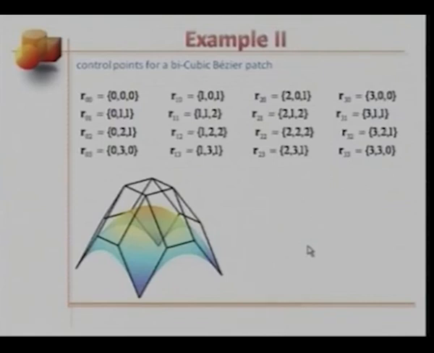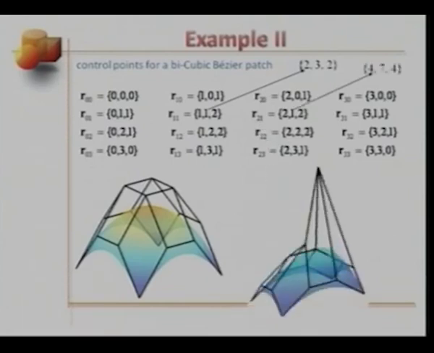With this geometric information, the patch looks something like this. The control polynet, or the control net, is shown using lines in black. If we change R11 to, let's say, 2, 3, 2, and if we also change R21 to, let's say, 4, 7, 4, we will witness a shape change in the patch, and that change, as I mentioned earlier, will be global.